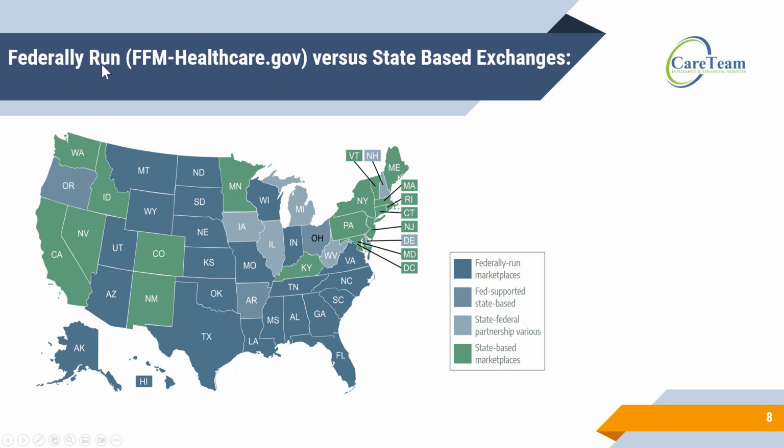So there are federally run marketplaces, which is FFM, healthcare.gov states, versus state-based exchanges. This chart shows you every one of the dark blue and light blue states are states that are operating on the federally run marketplace. So what that means is that with the certification on the previous screen that I just shared with you, once you've completed that certification, as long as you have a non-resident license in each of these dark blue and light blue states, you'll be eligible to submit business with that one certification.